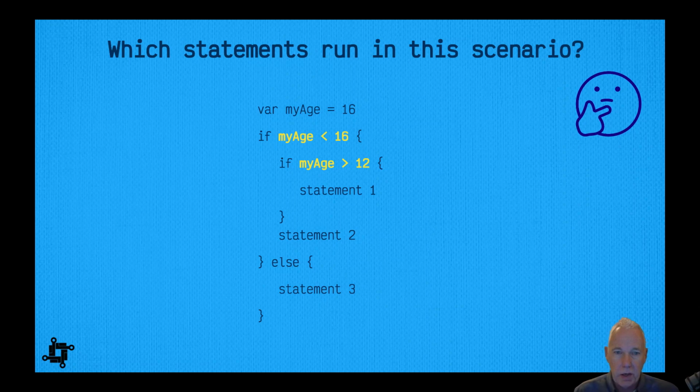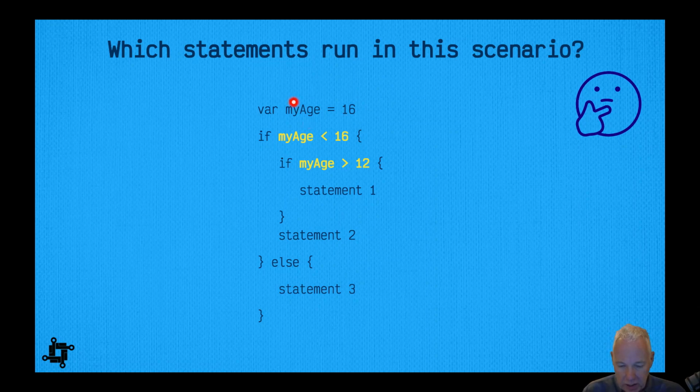Now, if we look at this scenario, gosh, it looks kind of familiar, doesn't it? It looks like we actually went through this, but we've changed it. Notice down here we've added an else. So now there's an else around this statement 3. So how would this work? What statements would run in this scenario?